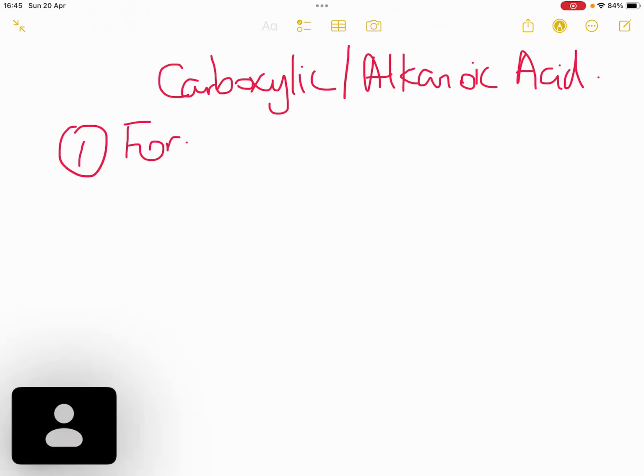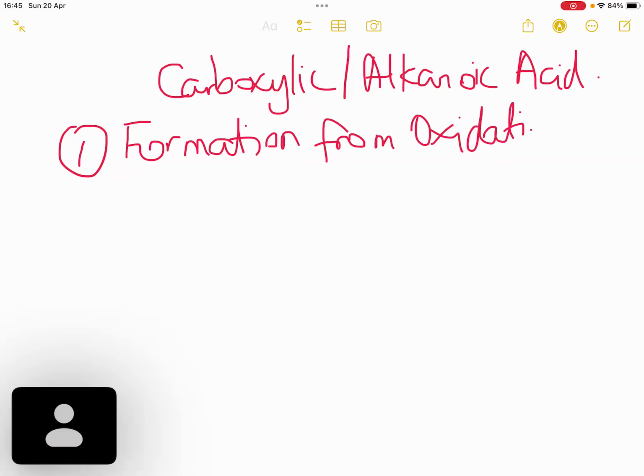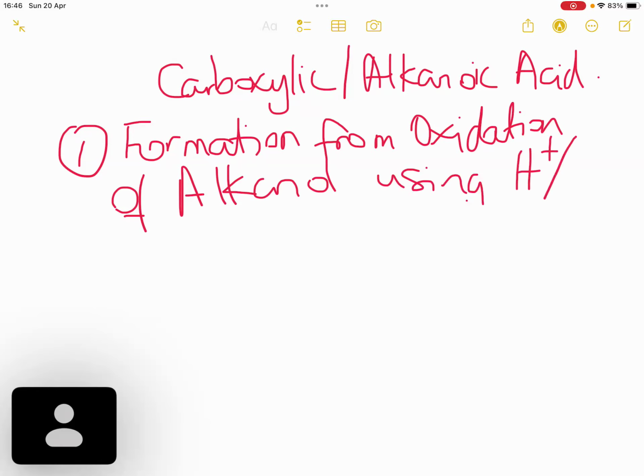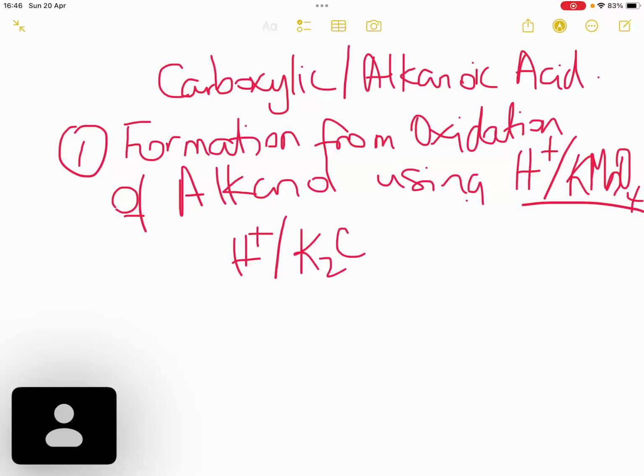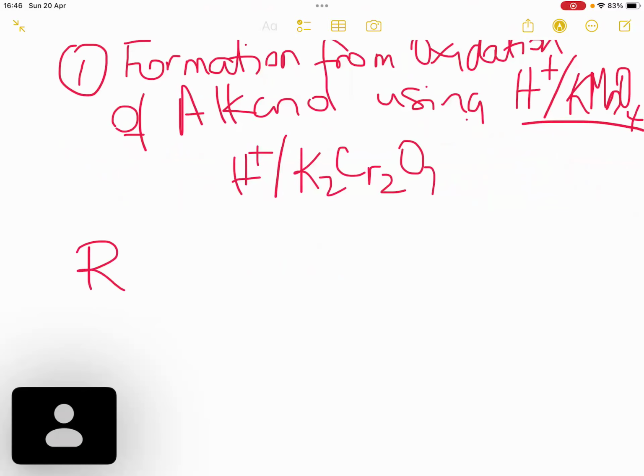So if you want to form an alkanoic acid, they are formed from the oxidation of alkanol using acidified potassium permanganate or acidified dichromate, K2Cr2O7, right? So that's how we prepared them. So we need to know their reactions.